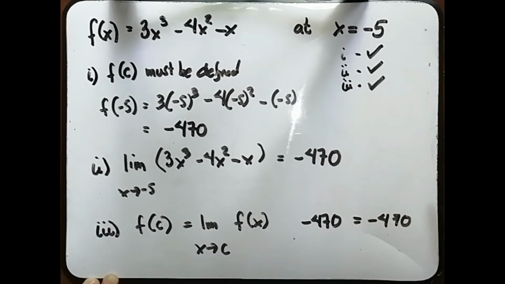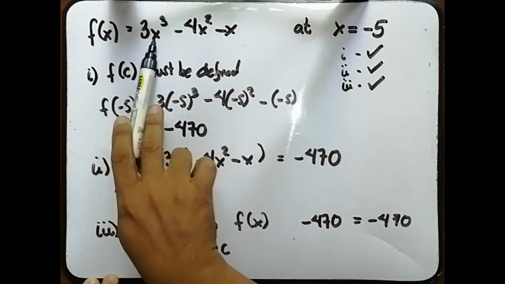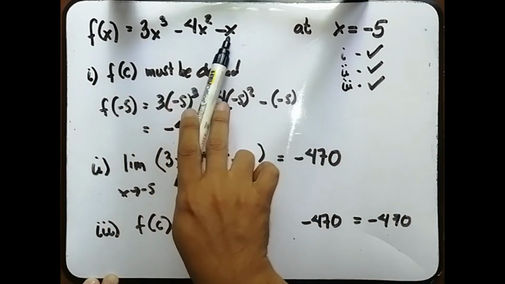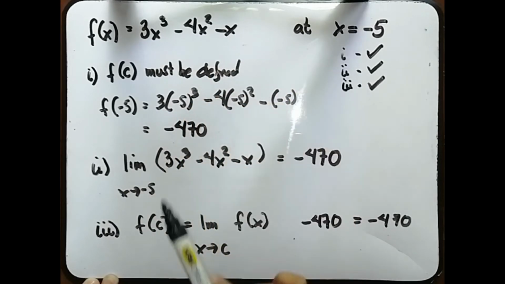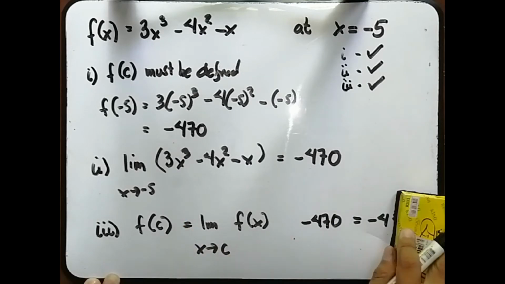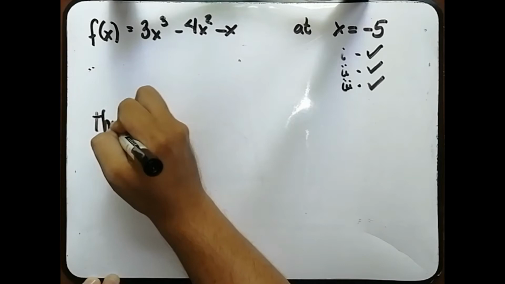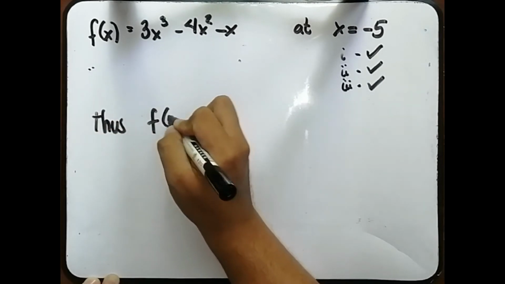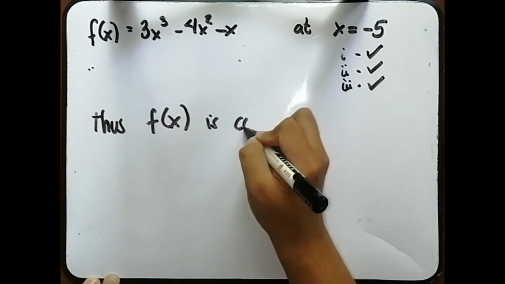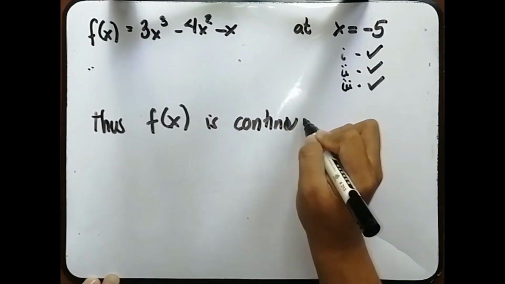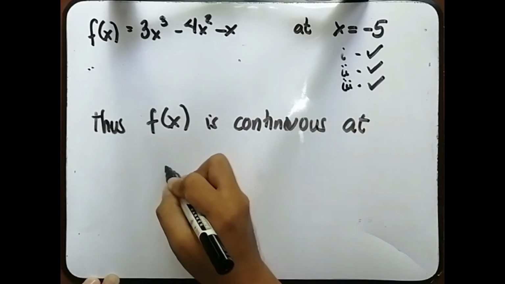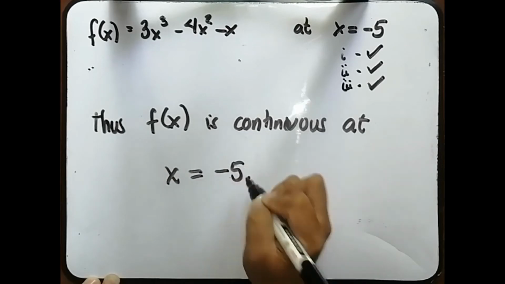Criterion 3, check. So since the three criteria are satisfied, therefore, f of x equals 3x cubed minus 4x squared minus x is continuous at x equals negative 5. Therefore, our conclusion now is, thus, f of x is continuous at x equals negative 5.